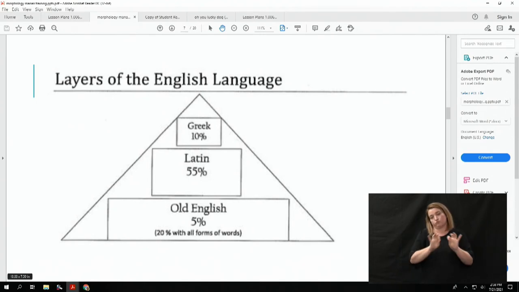Talking about morphology, you can't have a study of morphology unless you have a study of the layers of English language. Because England was invaded so many times, there are so many different words that come from different languages, and that's why English is so difficult. We had the Anglos and the Jutes and the Saxons at one time invading England, so we have Anglo-Saxon words or Old English words. That's about 5% of English words. And then they got Latin, and it used to be the rich people who were speaking Latin. And then some of our words come from Greek, about 5%, and those are math and science words.